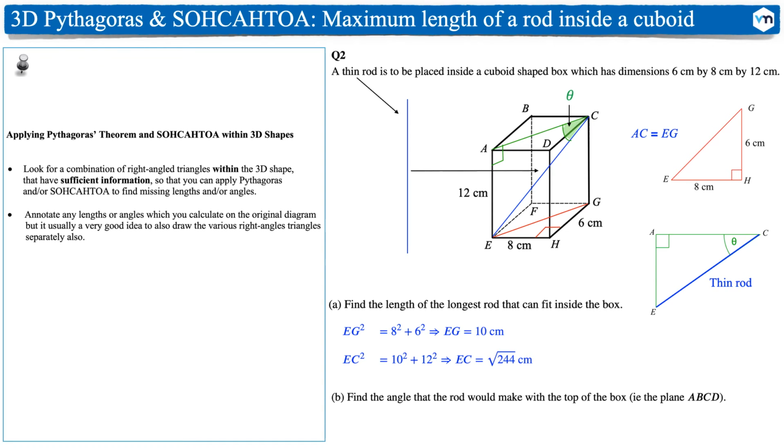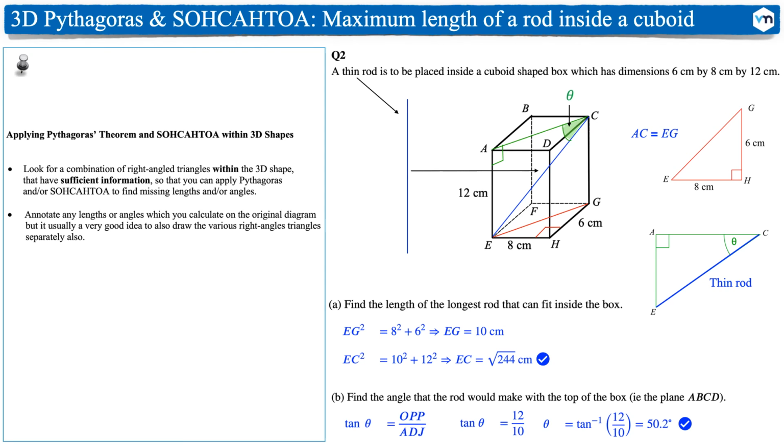Now in part B, we need to find the angle that the rod would make with the top of the box, i.e. the plane ABCD. So again, referring to the right-angled triangle with vertices A, C and E, tan theta equals the opposite divided by the adjacent. So tan theta equals 12 over 10, and therefore theta equals the inverse tan of 12 over 10, which is 50.2 degrees.